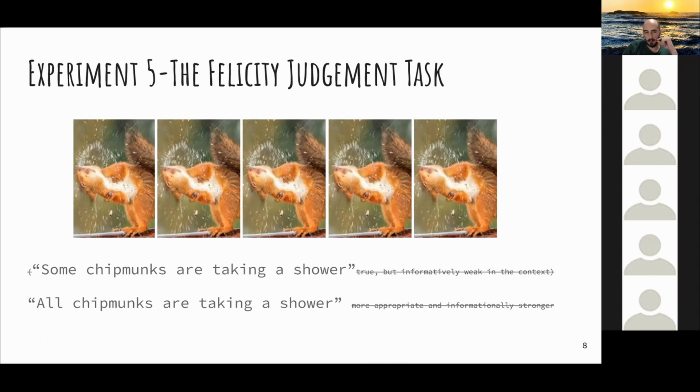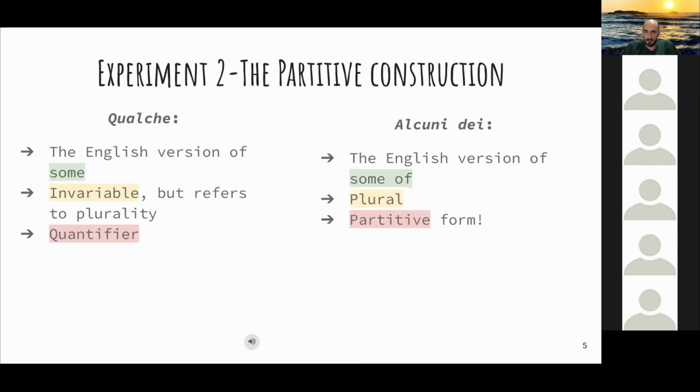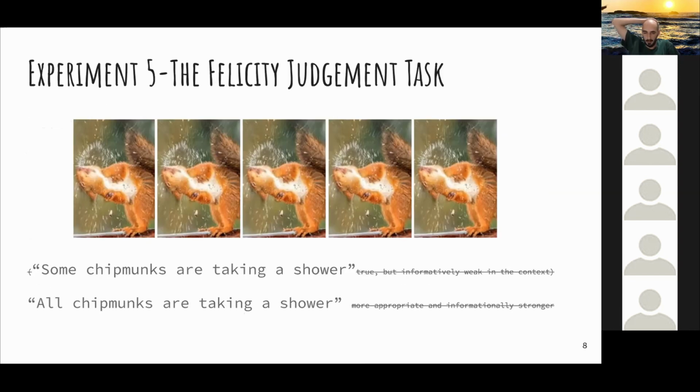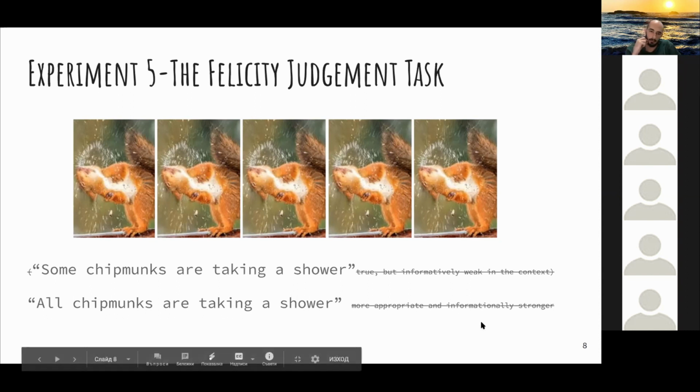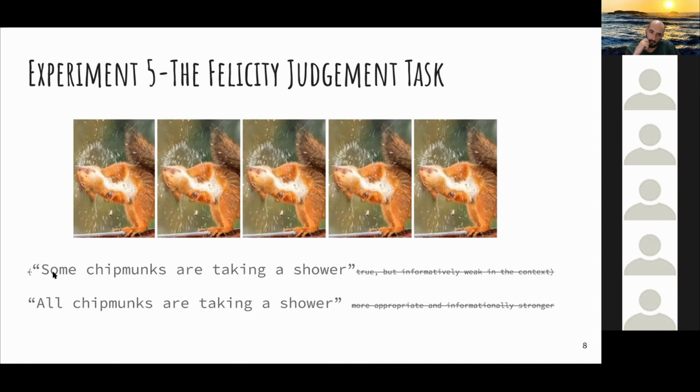So in this particular experiment, 17 of the children that took the truth value judgment task in experiment 1 and failed to derive the scalar implicature associated with some were shown the experiment that Eva showed. In this case, children are always shown examples in which the right answer, the more appropriate answer, should be all and not some. Like in this case, we see that all of the chipmunks are taking a shower, and an answer like some of them are taking a shower would be weak in the context and uninformative, not informative enough.